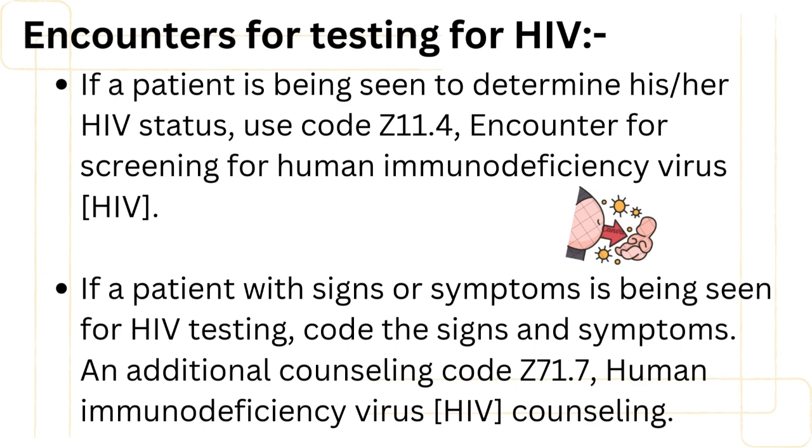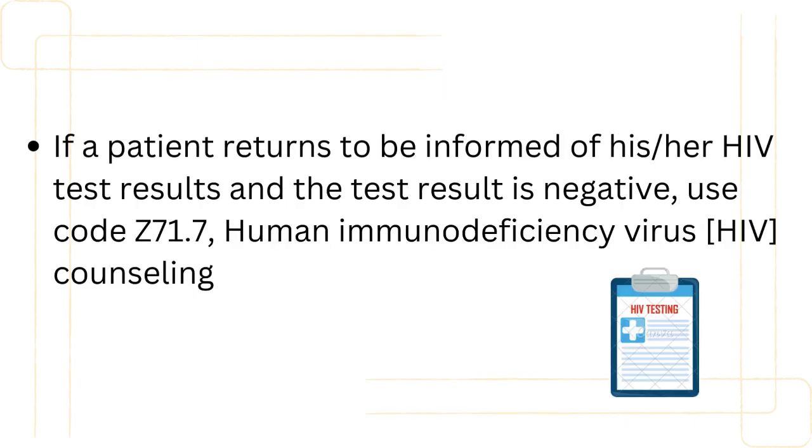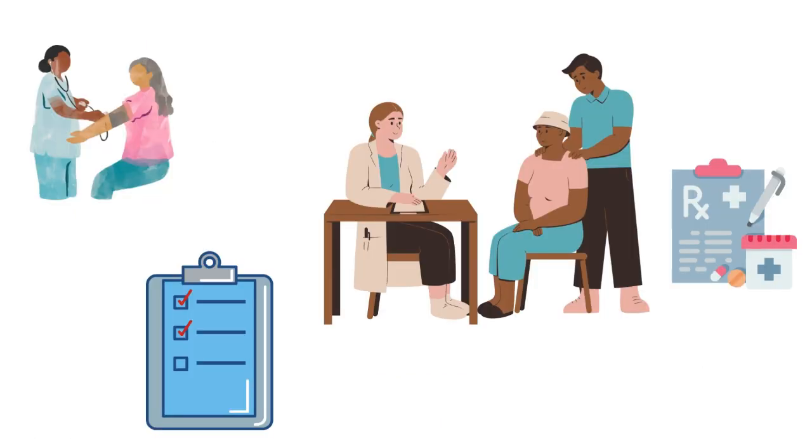Encounters for testing for HIV. If a patient is being seen to determine his/her HIV status, use code Z11.4, encounter for screening for human immunodeficiency virus, HIV. Use additional codes for any associated high-risk behavior, if applicable. If a patient with signs or symptoms is being seen for HIV testing, code the signs and symptoms. An additional counseling code Z71.7, human immunodeficiency virus, HIV counseling, may be used if counseling is provided during the encounter for the test. When a patient returns to be informed of his/her HIV test results and the test result is negative, use code Z71.7, human immunodeficiency virus, HIV counseling.